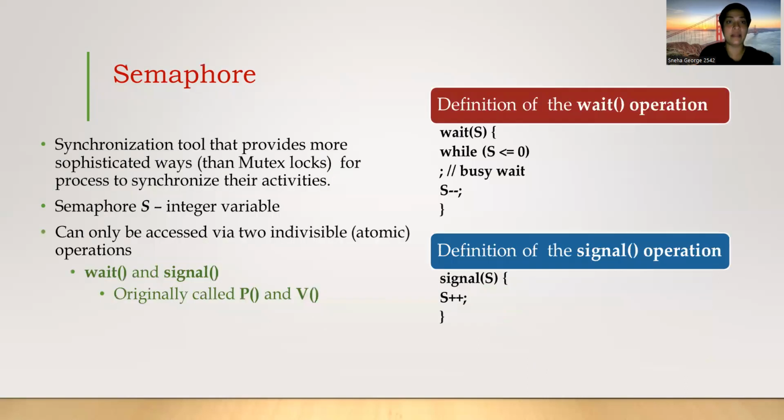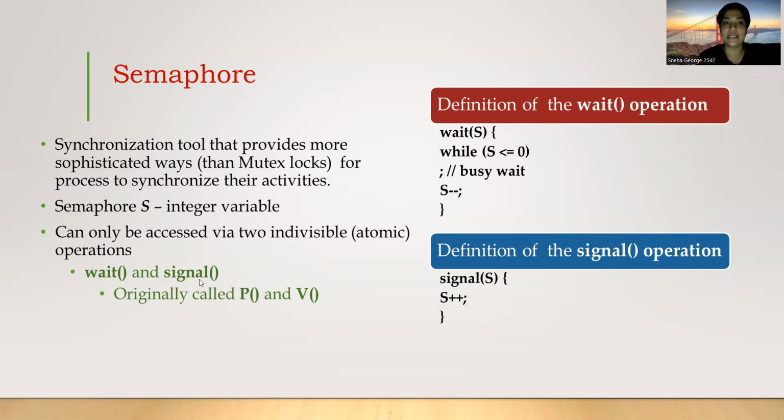Now let us see how to implement. So this is called a semaphore. A semaphore is actually a synchronization tool, which will allow processes to synchronize their activities. It is actually an integer variable. Let us name it S. The semaphore has basically two atomic operations, one is wait and the other one is signal. These are the two atomic operations that can be performed by a semaphore.